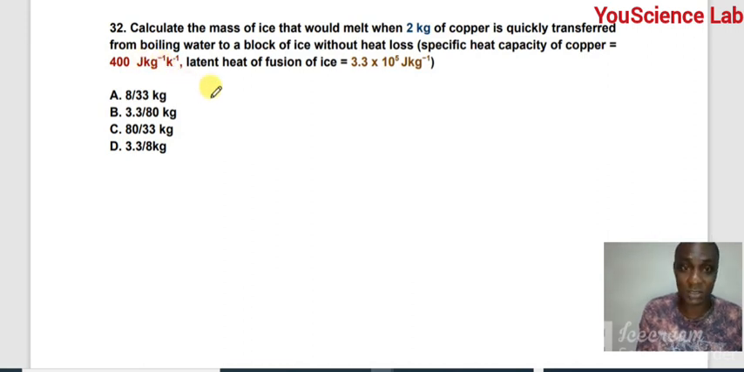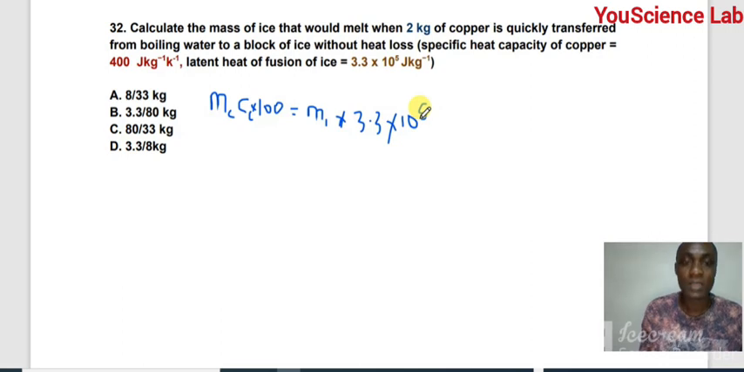So I'm going to have the mass of copper times the specific heat capacity of copper times the change in temperature. The change in temperature is going to be 100, that's 100 minus 0. Okay, let me put times here. It's going to be equal to the mass of ice, I'll call that Mi, times the latent heat of fusion of ice, 3.3 times 10 raised to power 5. So this is 400.